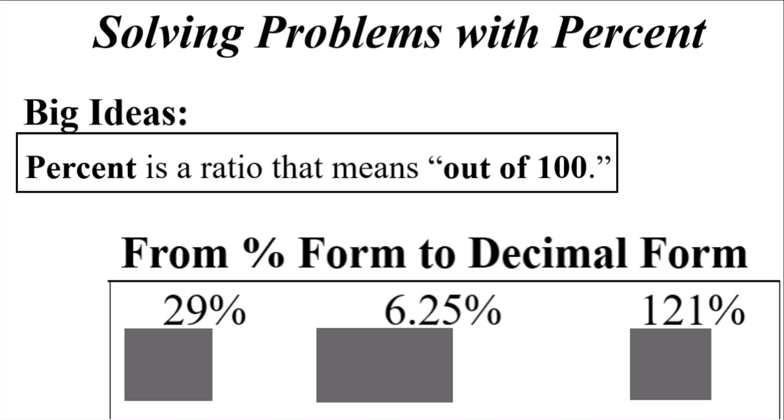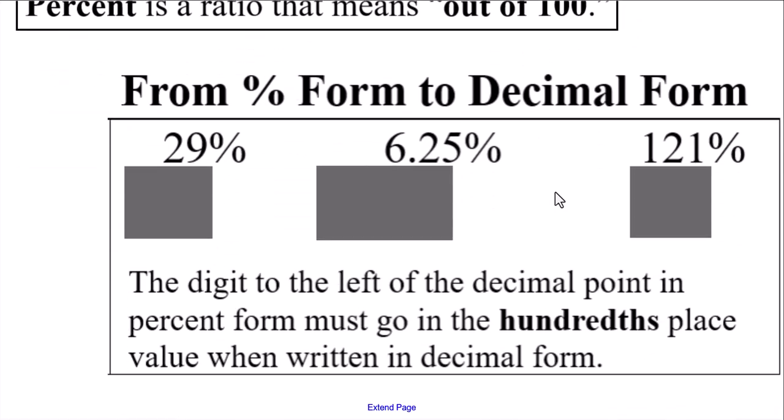All right, here are the big ideas. As a repeat from what we talked about on the intro to percent guided notes, percent is a ratio. That means out of 100. Now let's talk about going from percent form to decimal form.